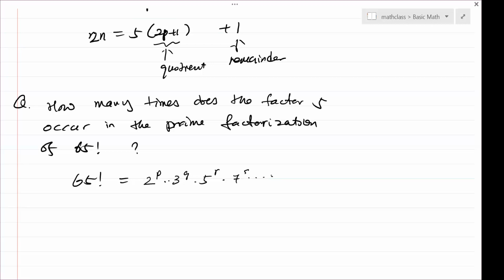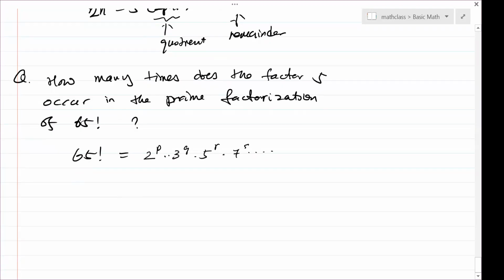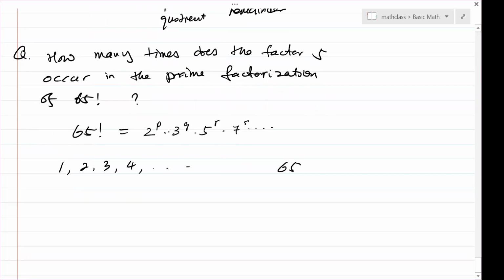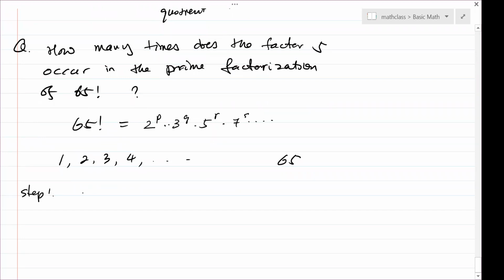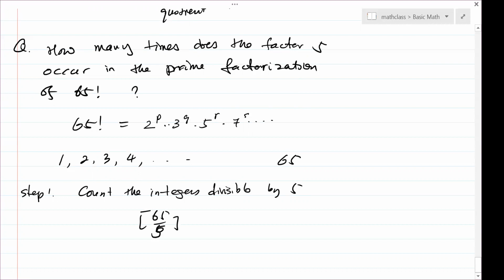All right, let's try. The question is how many factors of 5 are there. It's from 1, 2, 3, 4, all the way to 65. So first of all, you need several steps. Step 1, count the integers divisible by 5. You just need to look at 65 divided by 5, and so you get how many of them.